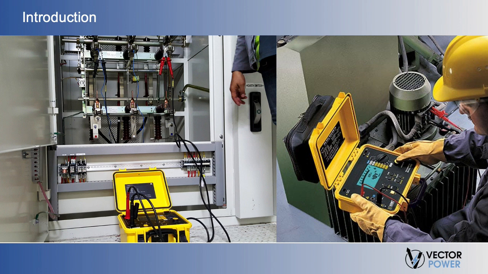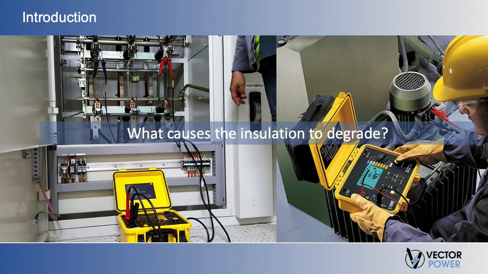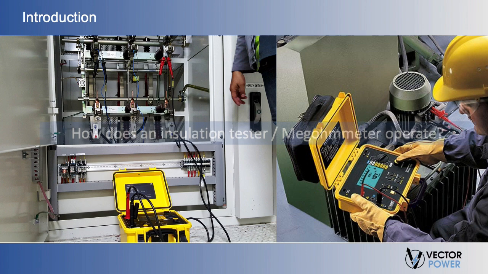In our webinar, we will review insulation and its properties and the basic causes of insulation degradation. The topics are going to include what is electrical insulation and what are the properties of dielectric insulation? What causes the insulation to degrade? How is insulation resistance measured? How does an insulation tester or Megohmmeter operate?